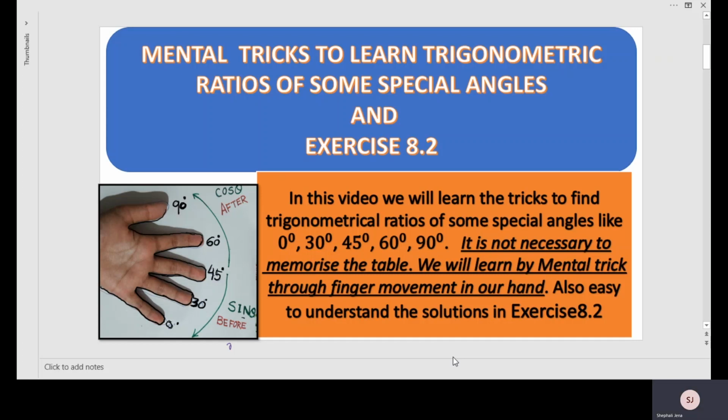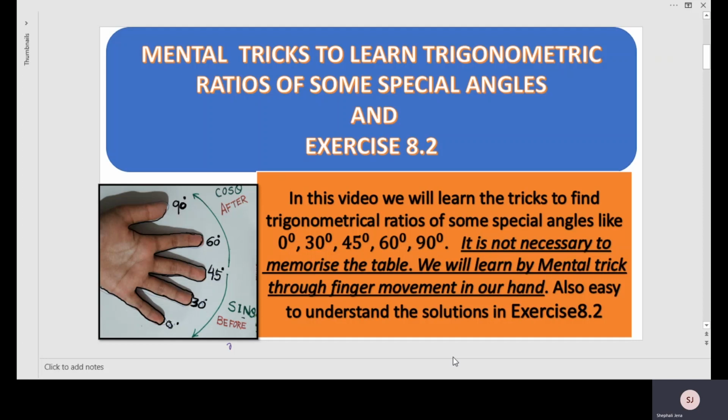Okay. So the fingers, our palm, we should keep on the paper towards us. For the little finger, you should keep 0 degree, for the ring finger 30, for the middle finger 45, for the index finger 60, for the thumb 90 degree.